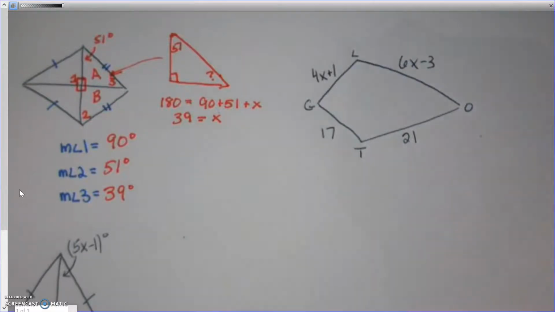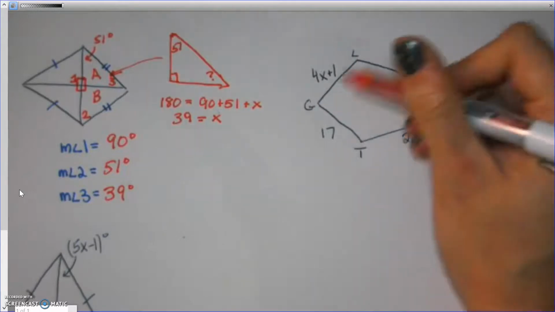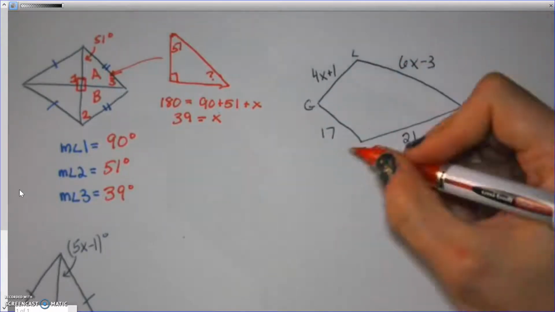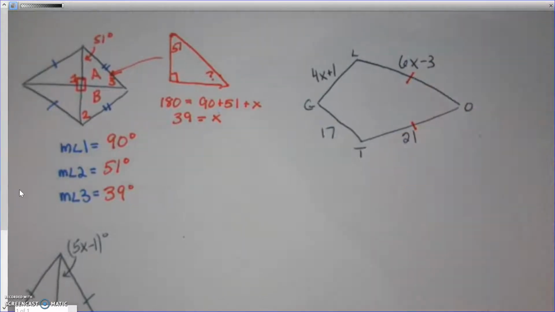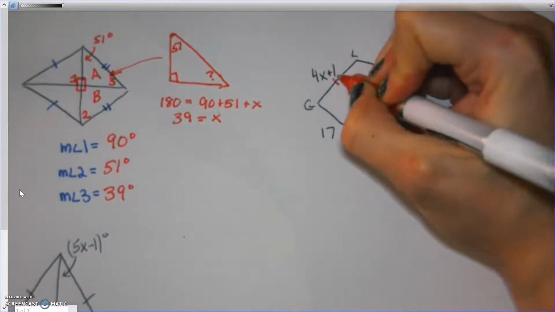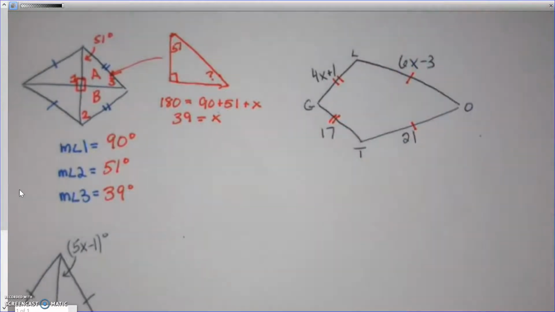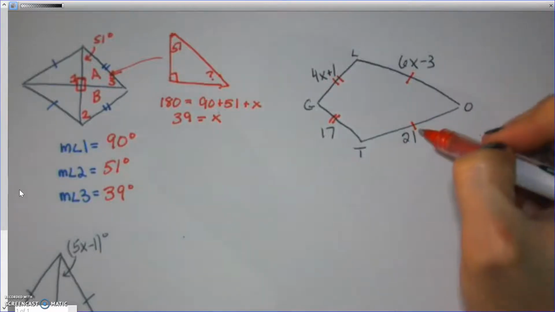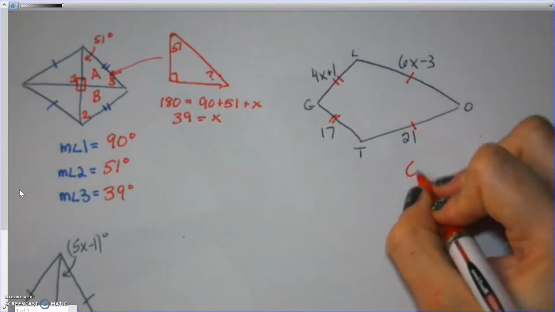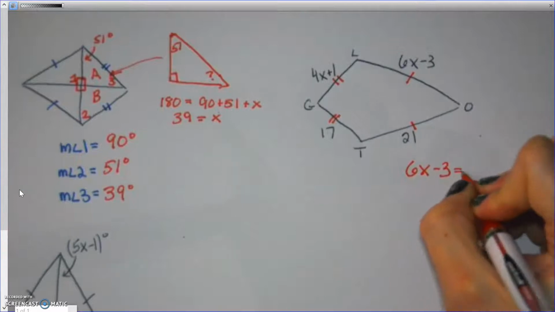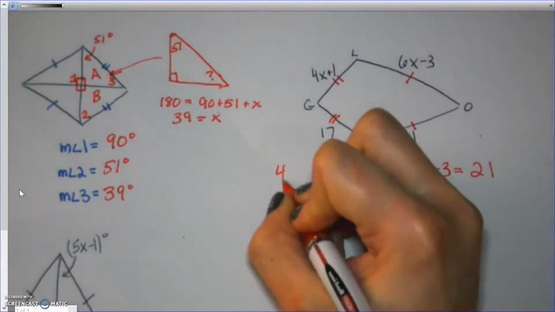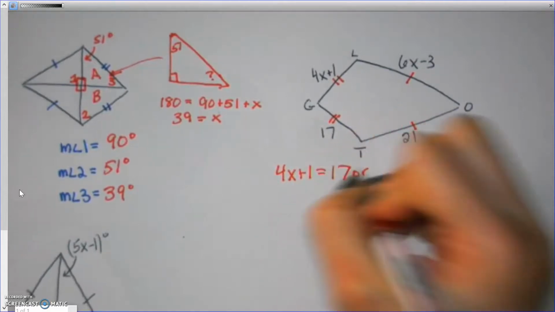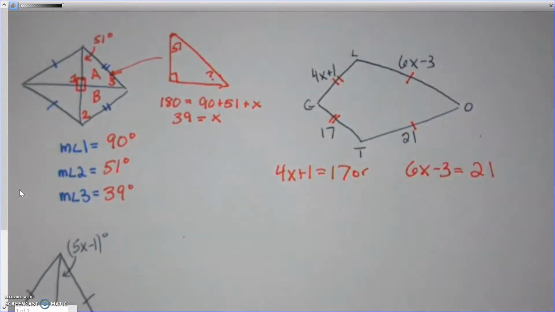For our second problem, they actually are giving us the outside of our kite. And we know in a kite, those two legs are congruent, and those two legs are congruent. So we can then set these parts equal to each other. We could do 6x minus 3 equals 21, or 4x plus 1 equals 17.